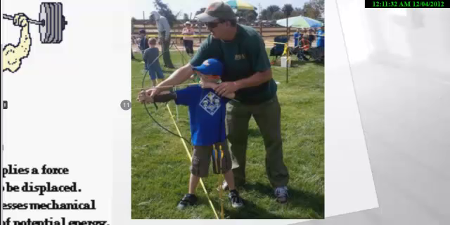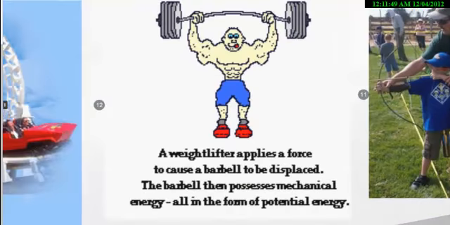This kid that's pulling back the bow applies work to the bowstring. He applies a force and moves it over a distance. And so he is doing work to the bow, and he's adding energy to it in the form of stored elastic potential energy. This weightlifter working on this bar applies a force to the bar. He moves it a distance from the floor to above his head, and he does work to the bar, and the bar gains energy in the form of gravitational potential energy.